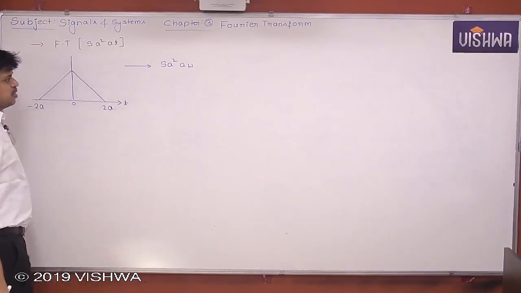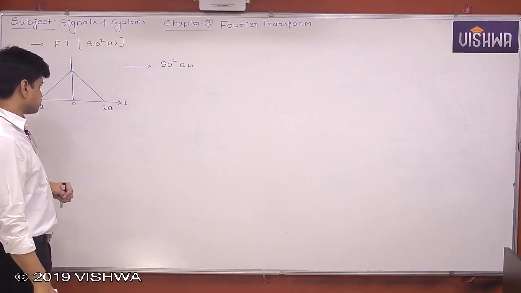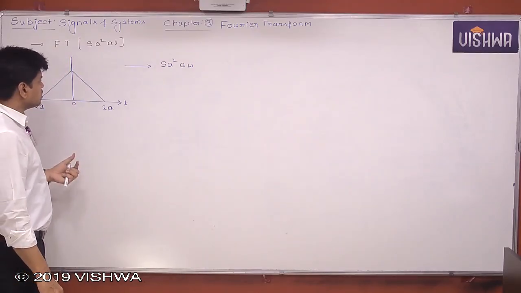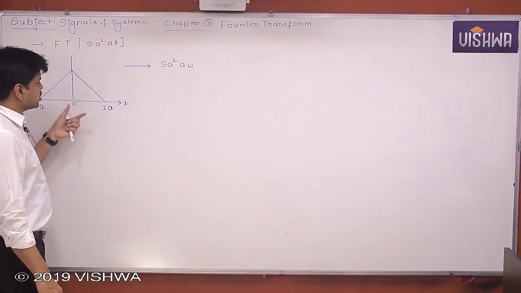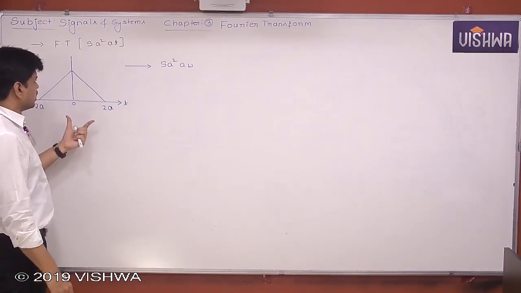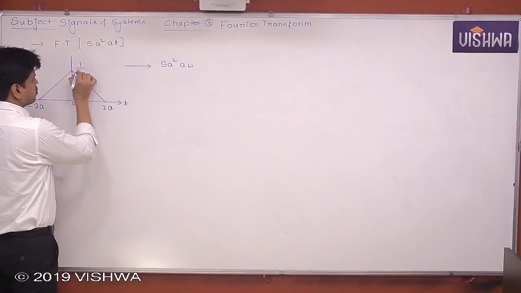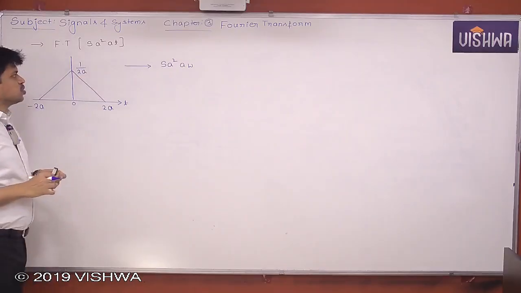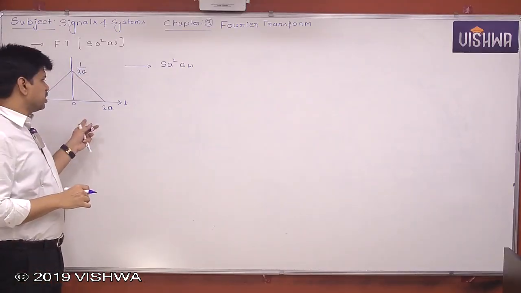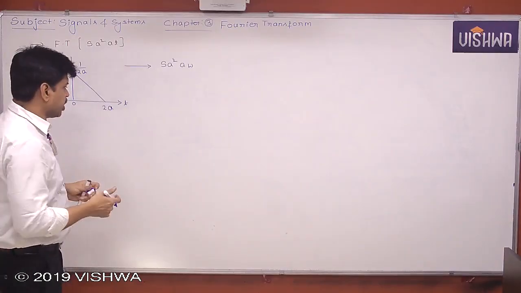Okay. Next, what does this coefficient 1 indicate? The area under this triangle. So the area under this triangle is half base into height. Half base, that is nothing but 2a. Then what should be the height? So that it is going to be 1 by 2a. So this is the function we got in the time domain, and it is in the frequency domain, the omega domain.